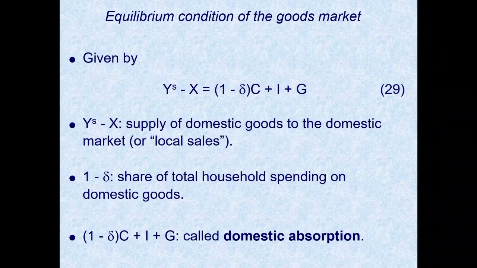And what do you have on the right-hand side? Well, remember that a fraction delta of total consumption spending by households, C, is spent on imports. So how much is spent on domestic goods is going to be 1 minus delta. Okay? And next, of course, in domestic demand, aggregate demand, you're going to have investment, and then you're going to have government spending, which is G. So (1 minus delta)C plus I plus G is what is called domestic absorption.